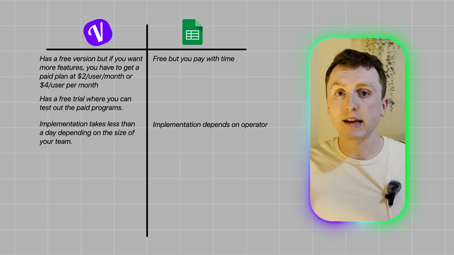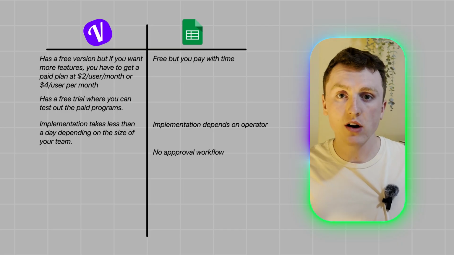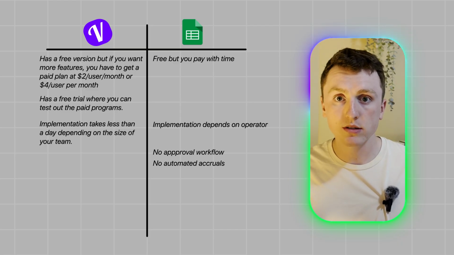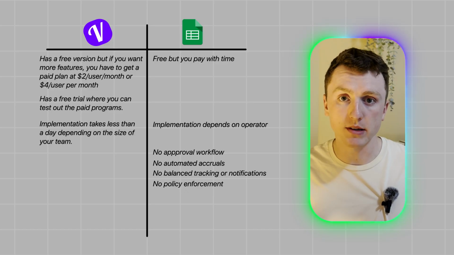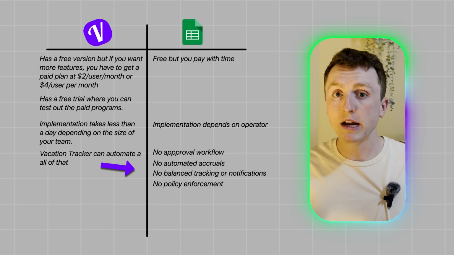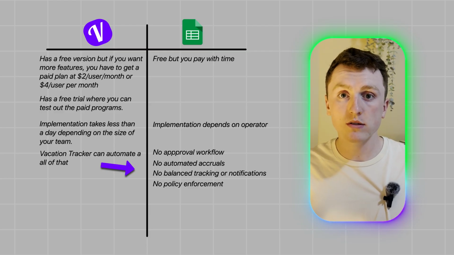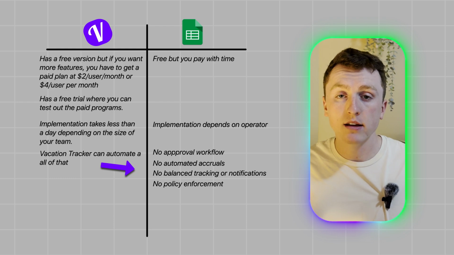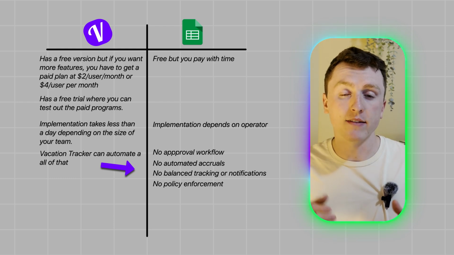Where the gap is widest is in Vacation Tracker's features. Google Sheets has no approval workflow, no automated accruals, no balance tracking or notifications, and no policy enforcement. And Vacation Tracker can automate all of that, which is the big win here. Whether it's probation periods, blackout periods, seniority-based entitlement rules, or maximum users away, it'll all have to be manually tracked in a spreadsheet where it's automatic in Vacation Tracker.